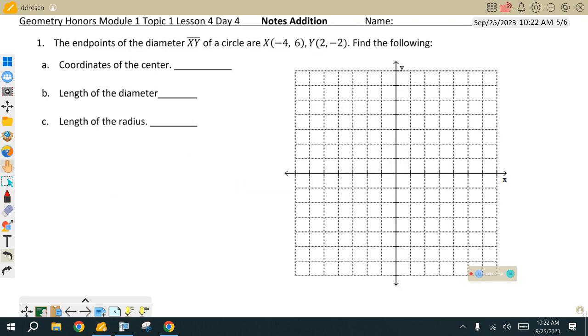Let's go plot out X and Y. So where's X located? Go put that on there. -4, 6. And where's Y at? 2, -2. Now what are X and Y representing? They are representing the endpoints of a diameter, right? So do your best now to draw that circle. Draw it fast. I would say draw your circle fast.